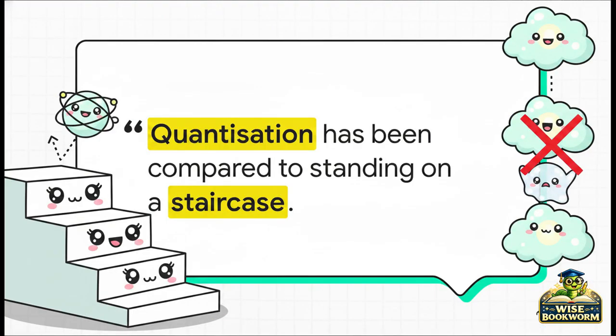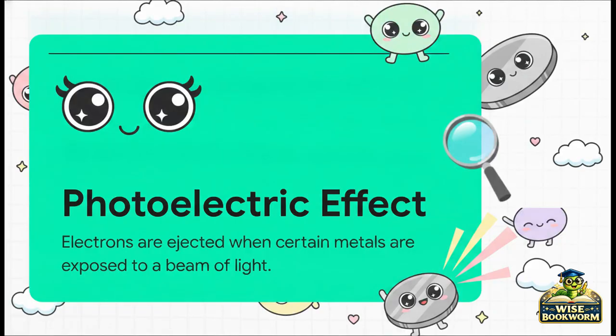To understand quantization, think of it exactly like standing on a staircase. You can stand on the first step, or the second step, or the third. You can jump from step to step, gaining or losing a specific, fixed amount of potential energy. But you physically cannot stand in the empty space between the steps. The energy levels in an atom act just like these steps. Now, this quantum idea successfully solved another massive scientific puzzle of the era.